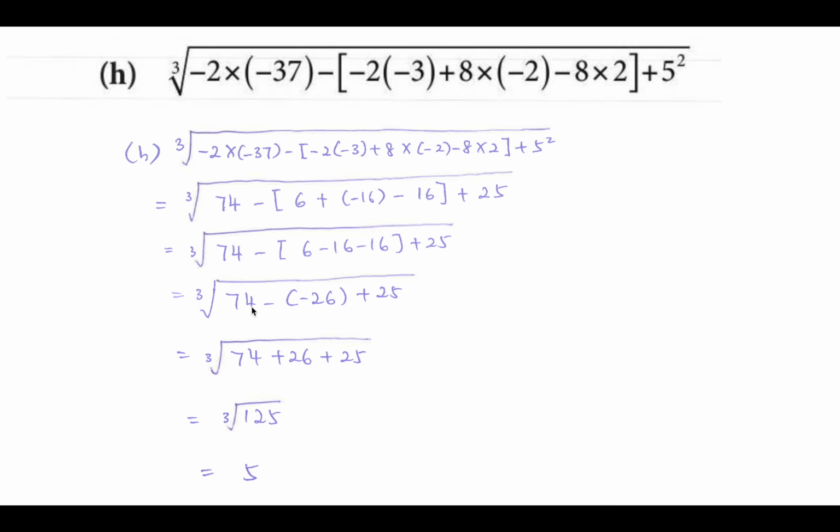Right? So what we have finally is 74 minus negative 26 plus 25, which is the same as 74 plus 26 plus 25, which is 125. So the cube root of 125 is 5.